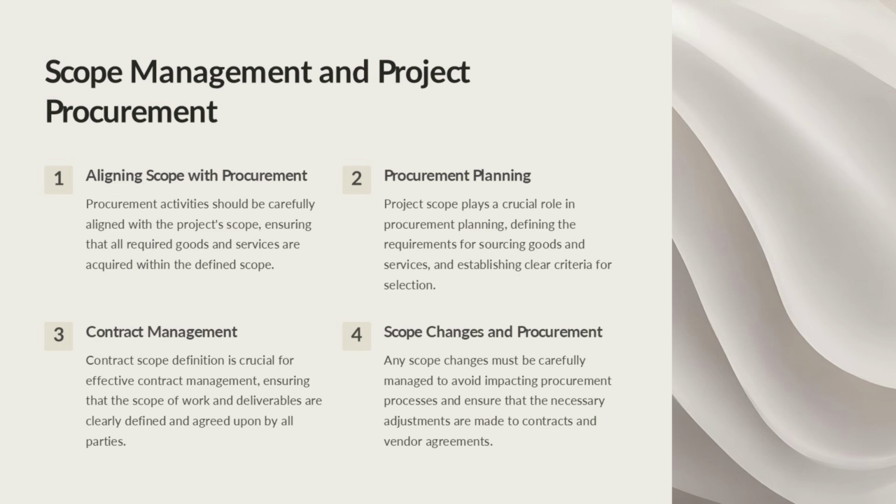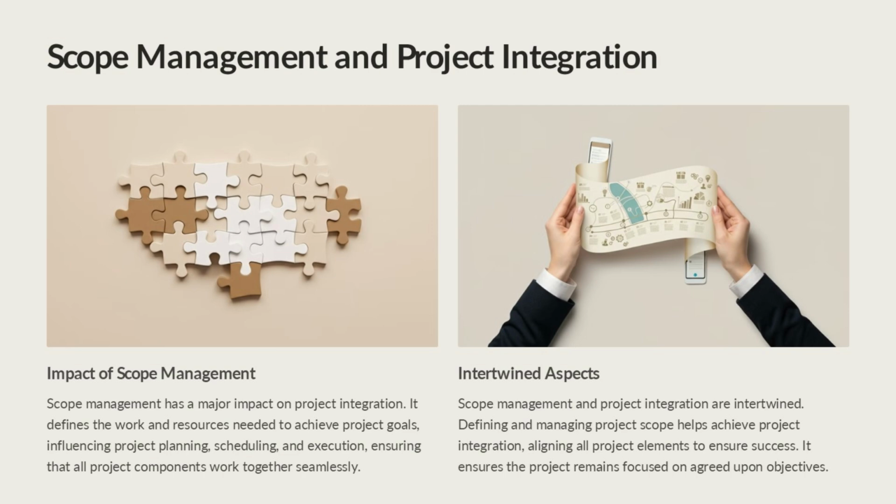A contract scope definition is essential for effective contract management, ensuring the scope of work and deliverables are clearly defined and agreed upon by all parties. Any scope changes must be carefully managed to avoid impacting procurement processes, and the necessary adjustments must be made to contracts and vendor agreements.